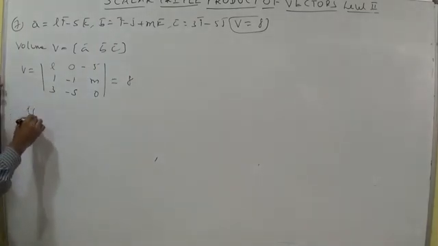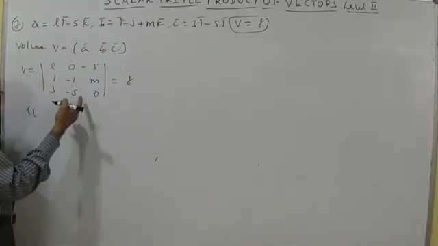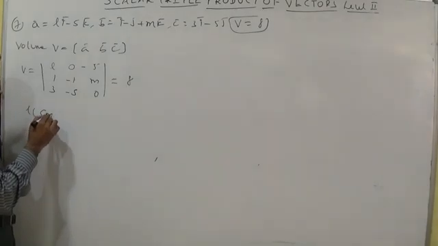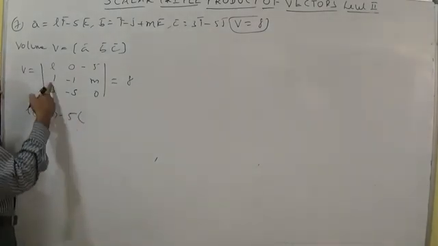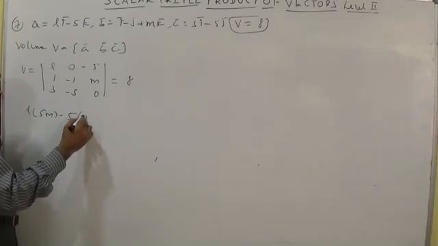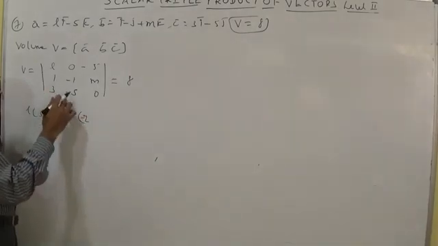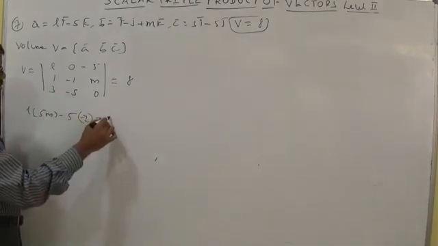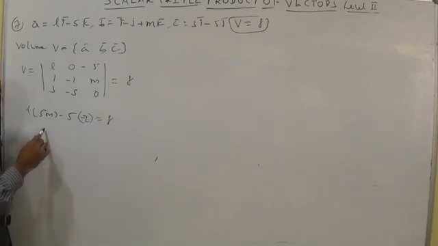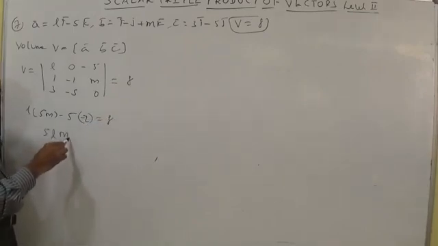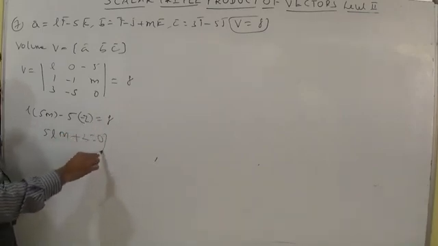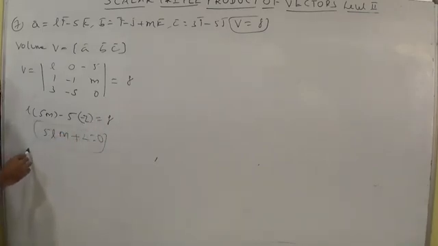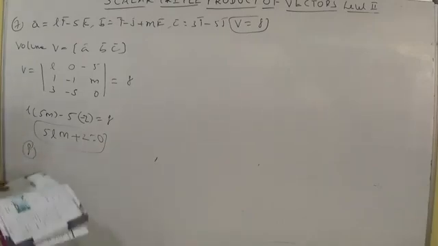L into 0 minus 5M, that is L into 5M. Minus 0, no need to write. Minus 5 into minus 5 plus 3. Minus 5 plus 3 becomes minus 2, equal to 8. So here you can write 5LM plus 10 minus 8 equals 0, that is 5LM plus 2 equal to 0. That's all, the 7th question is completed. 5LM plus 2 equal to 0 is the result.